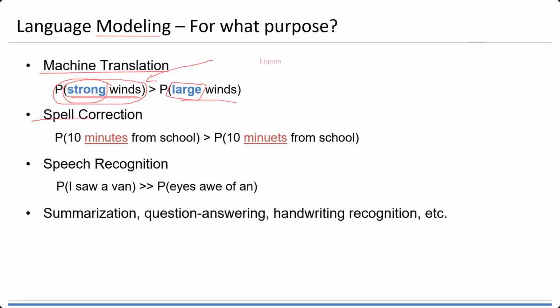Or we can also use language modeling for spell correction. Spell correction means I can check what is the error in the typing. For example, the probability of the phrase 10 minutes from school will be higher than the probability of 10 minuets from school. A minuet has another meaning. So if it is correct, then the probability will be higher.